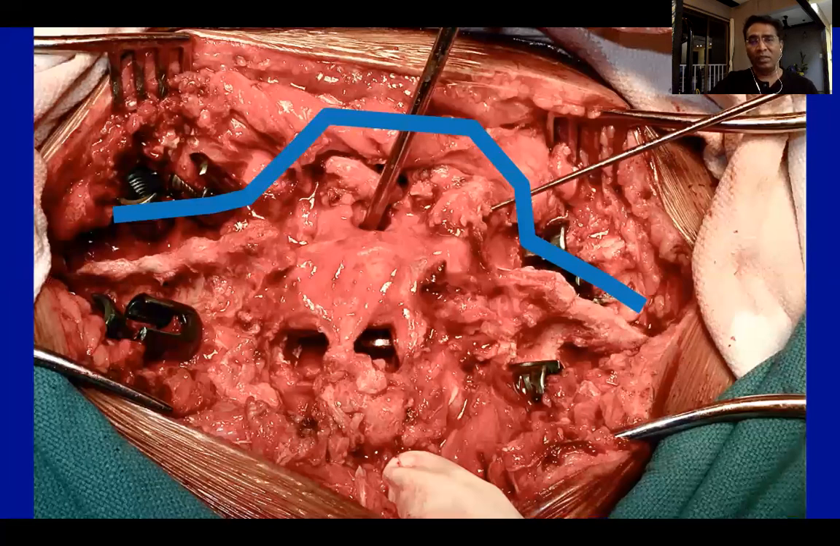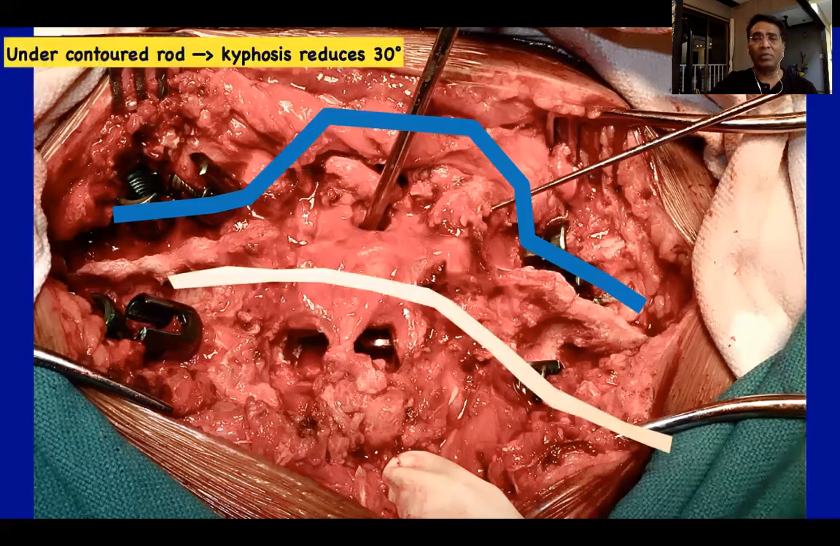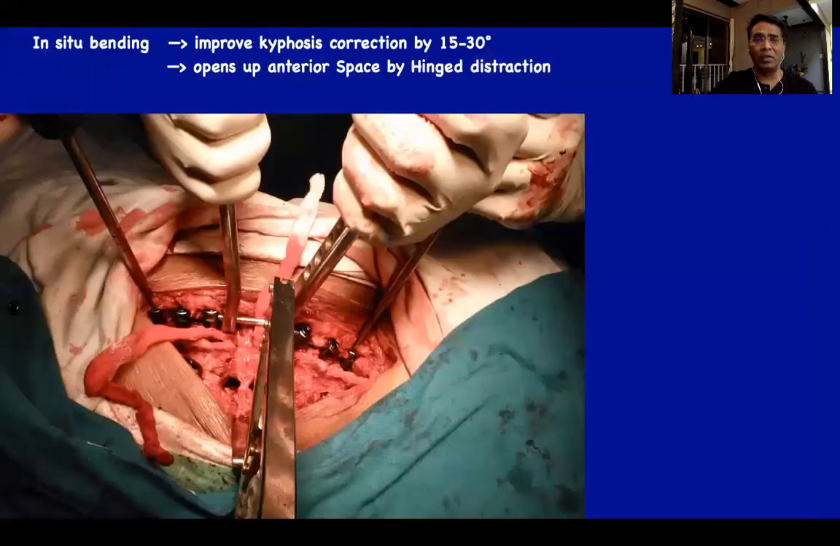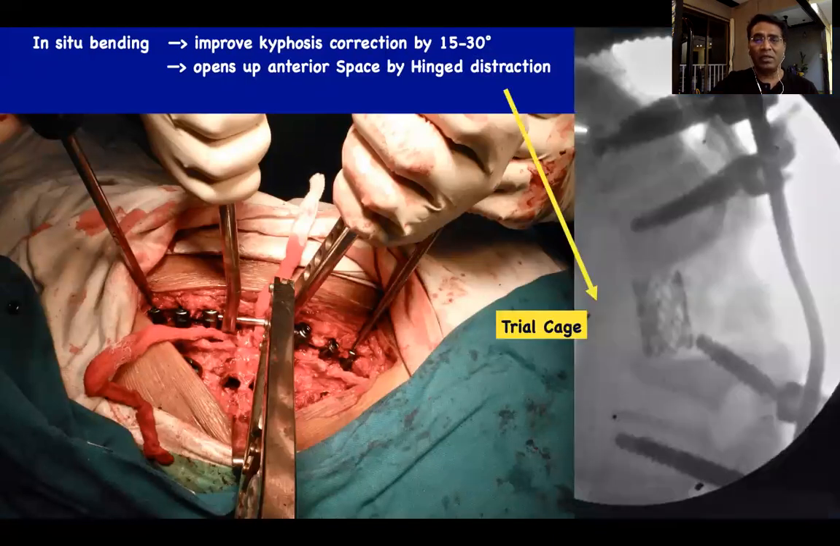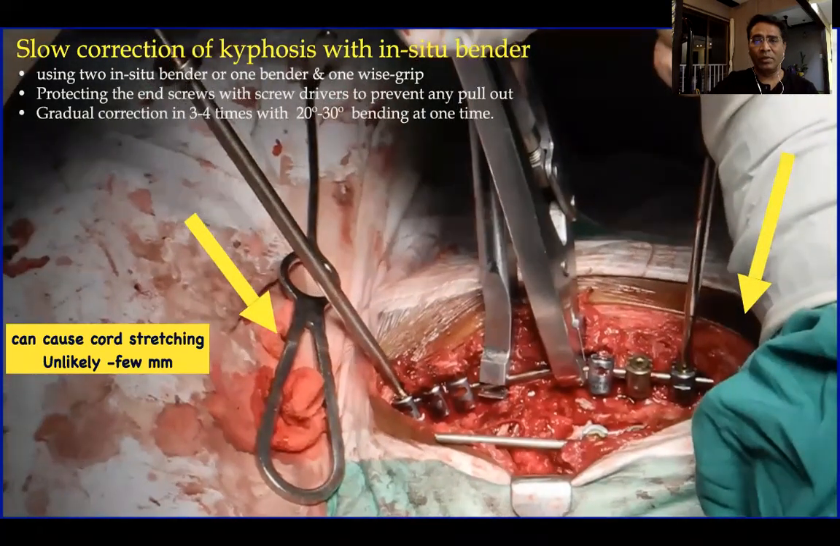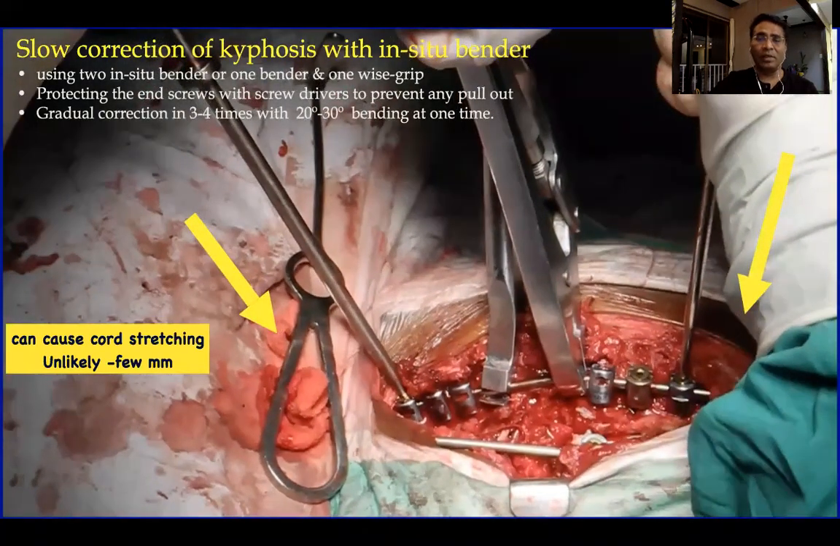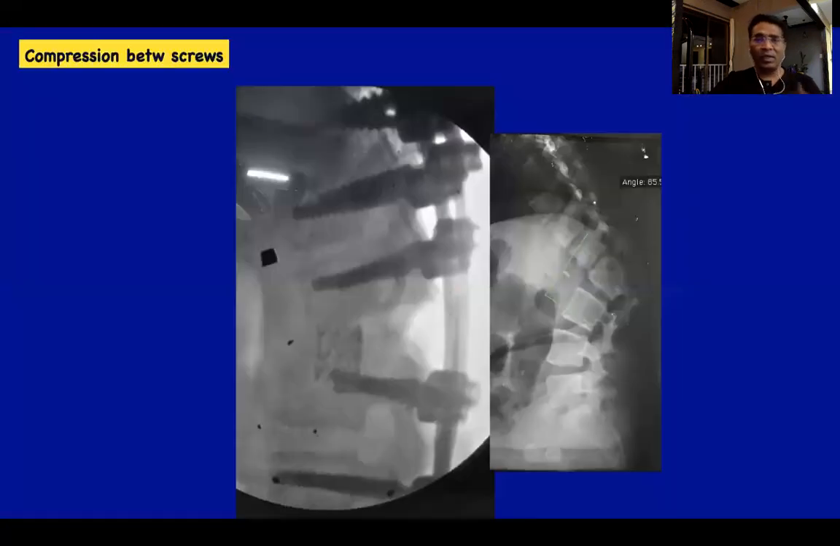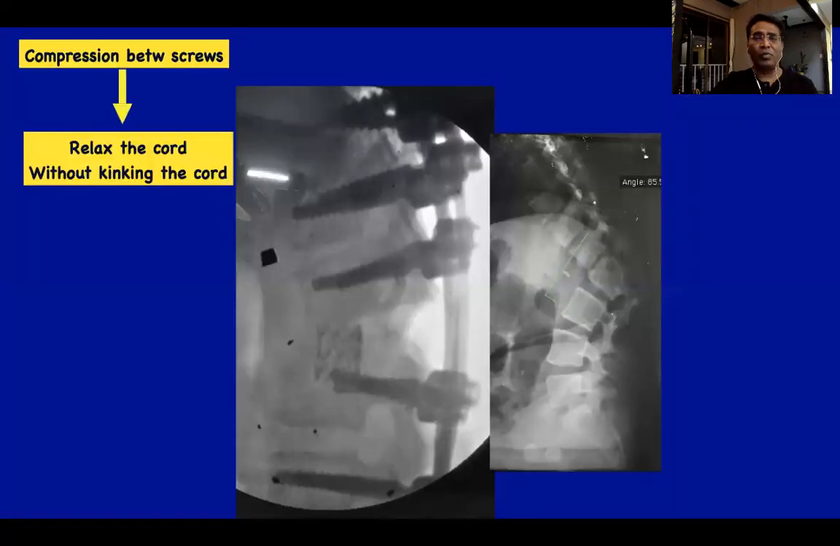So once the dural tube is free all around, the bone is disconnected. Of course, the working rod is applied, and then you apply slowly an under contoured rod there. Once the under contoured rod is applied, I apply an in situ bender to correct it, and then achieve the compression slowly there. Okay. And then achieve the final compression over the cage.